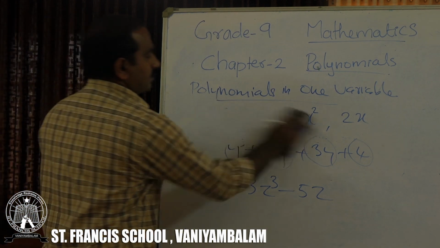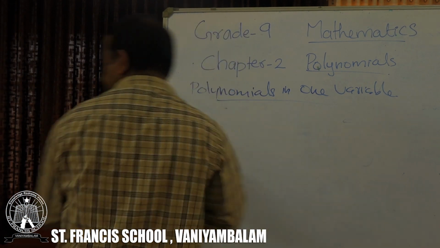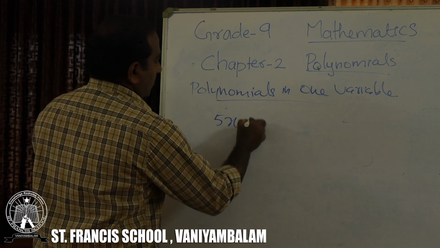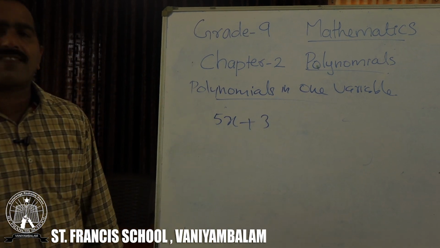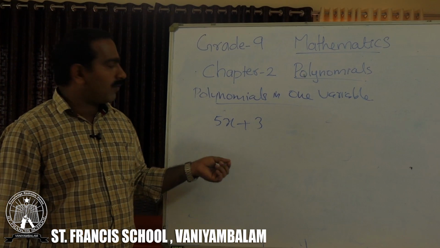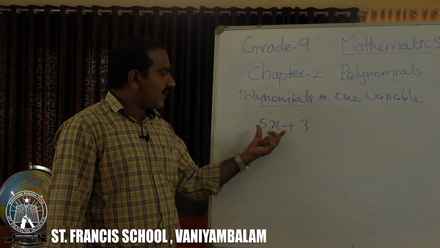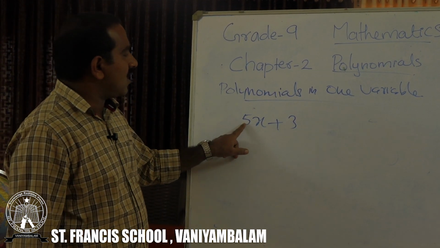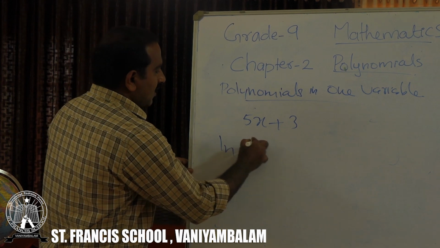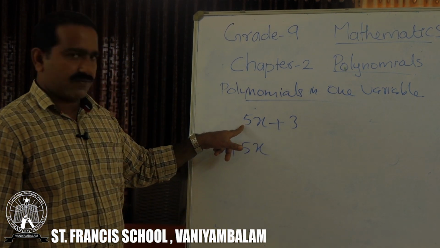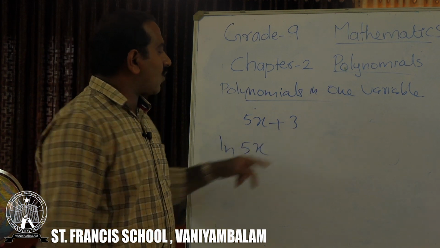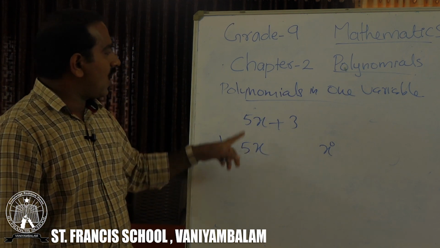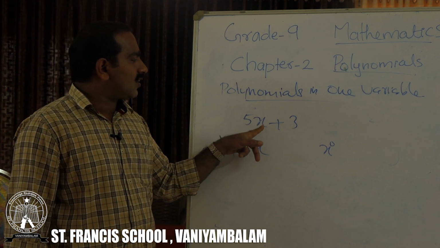Now another one: each term of the polynomial has a coefficient. If 5x plus 3 is a polynomial, there are 2 terms, and each term has a coefficient. In 5x, the coefficient of x is 5. And 3 is the coefficient of x raised to 0.